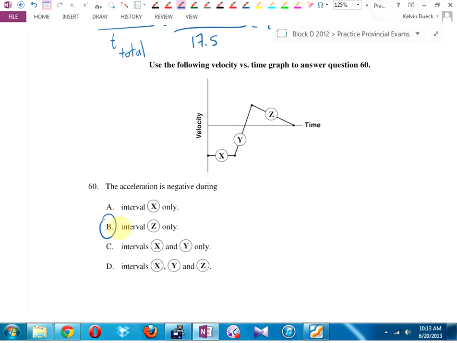Now, which way are they traveling? Forwards. Speeding up, speeding up, speeding up. Then they start slowing down. They're still going forwards, even though the line is slanting downwards. The line is above zero, still going forwards, but they're decelerating. They're hitting the brakes.